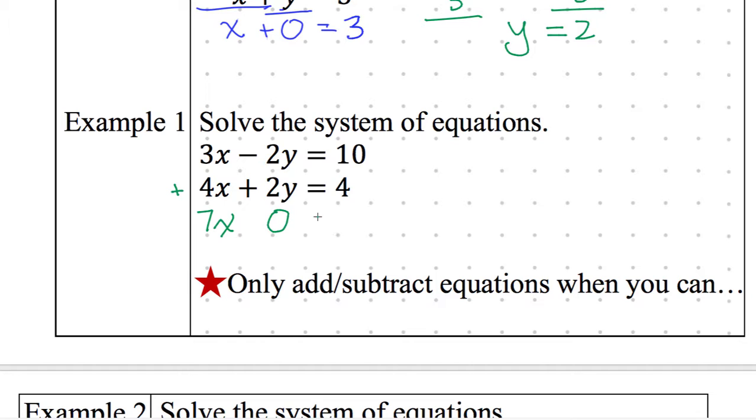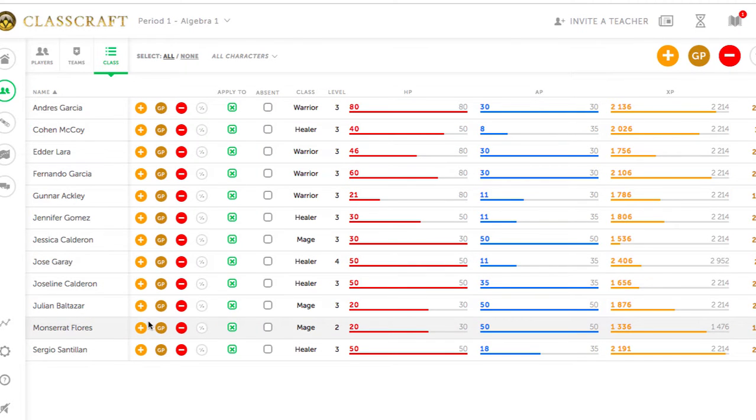All right, so 7x plus 0 is equal to 10 plus 4, which is 14. What am I going to do to both sides? Quiet raised hand. What am I going to do to both sides to solve for x, Monse? Divide by 7, divide by 7. Therefore, Monse, x is equal to? X is equal to 2. There's half of our answer. So thank you, Monse. You can turn in your card.